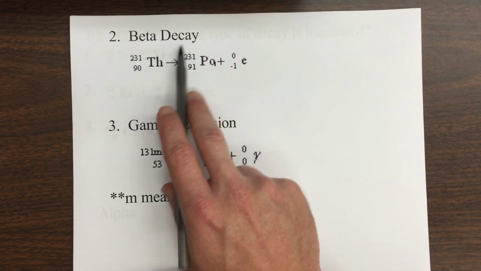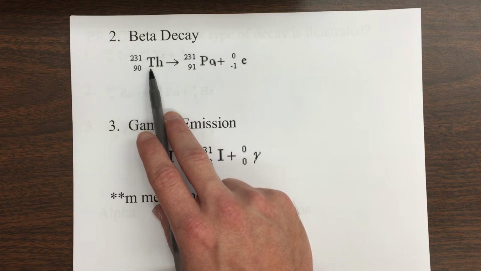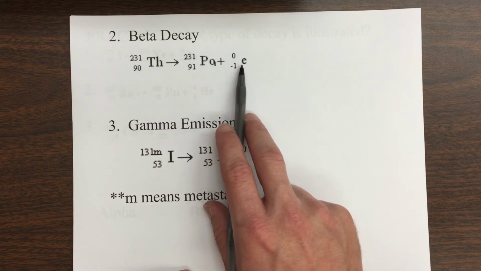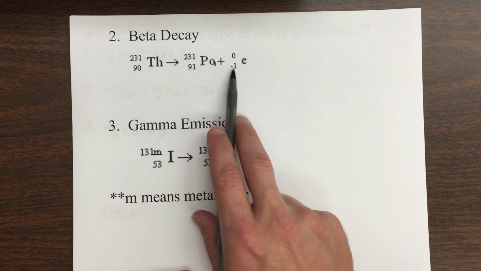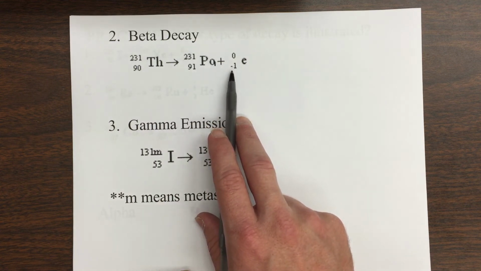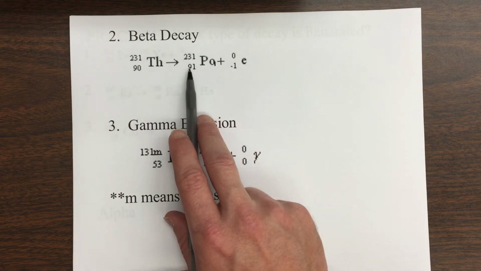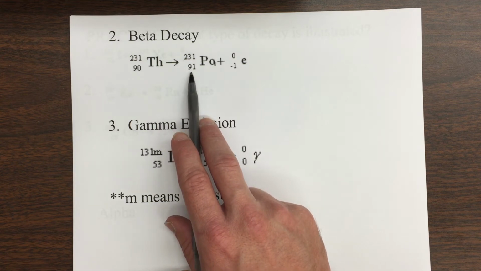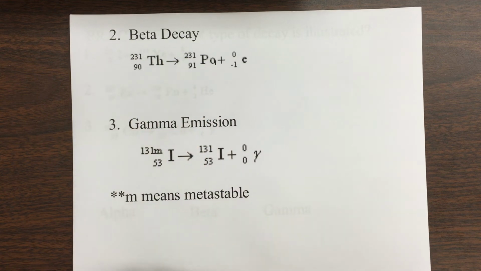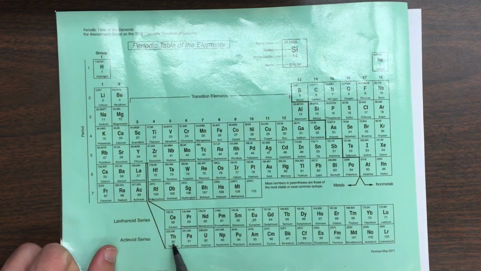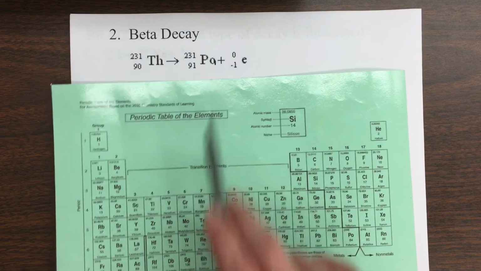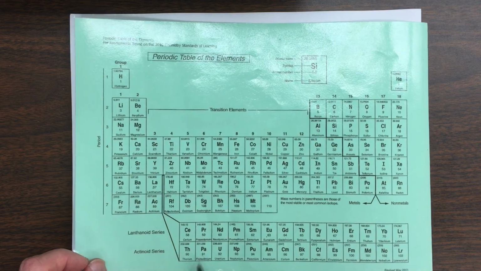Here we have beta decay. So we have thorium at atomic number 90. Thorium is going to undergo beta decay. In doing so, it gives off a mass of 0. So this mass is the same as that. But the atomic number is -1, meaning that for the remaining particle, the atomic number has to go up to balance out. So when thorium at atomic number 90 gains a proton from this beta decay, it becomes protactinium.